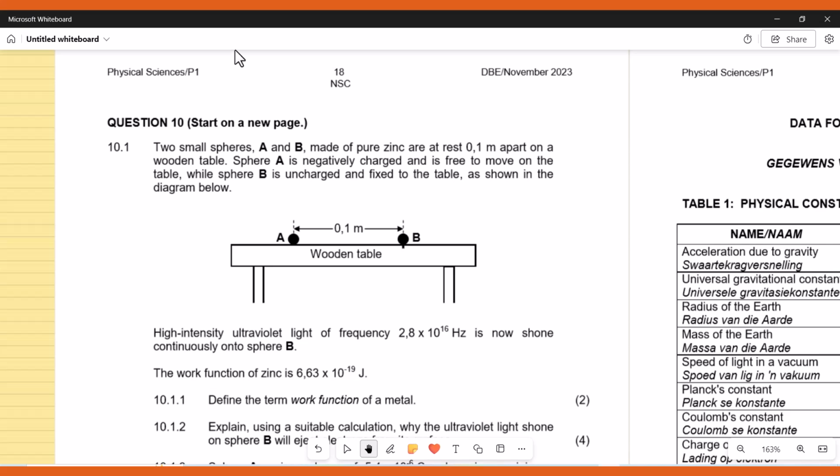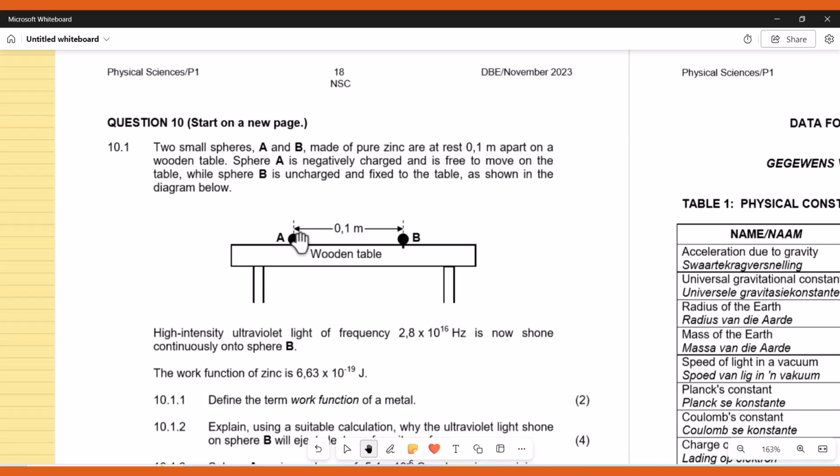10 November 2023. Let's check it here. They say two smaller spheres, A and B, made of pure zinc are at rest 0.1 meters apart on a wooden table. Sphere A is negatively charged and is free to move on the table, while sphere B is uncharged and fixed to the table as shown in the diagram below. You can see it here.